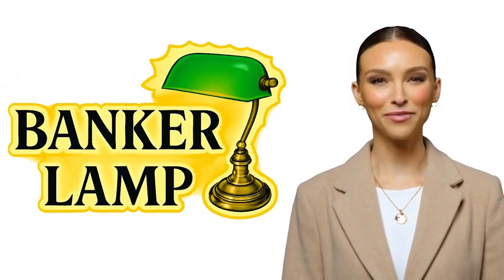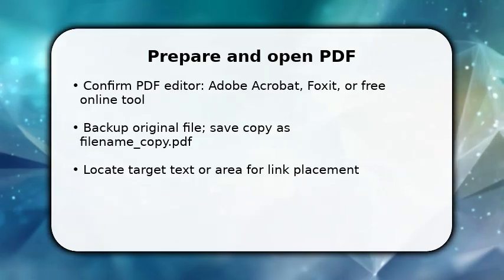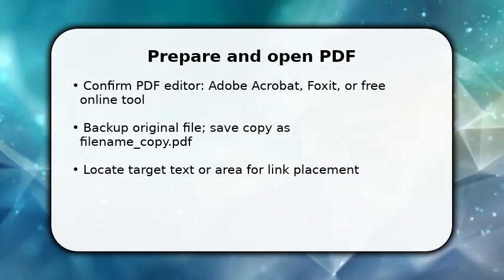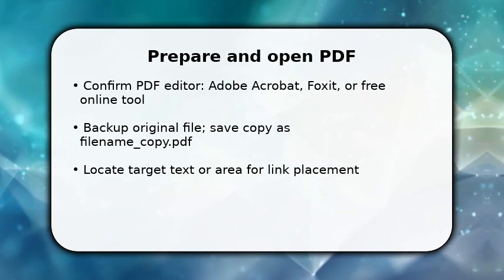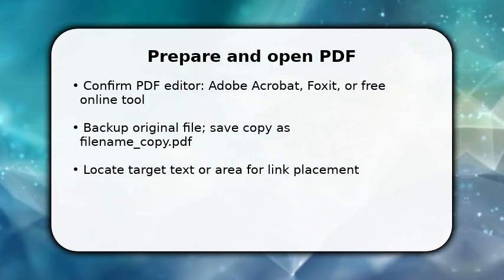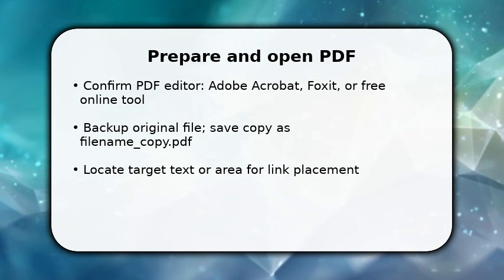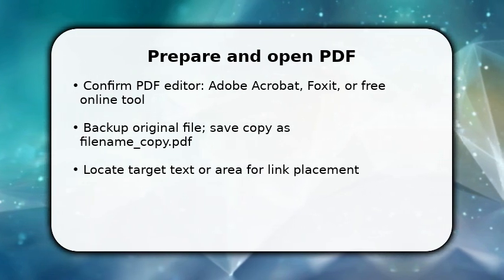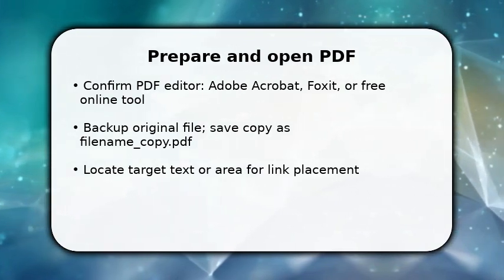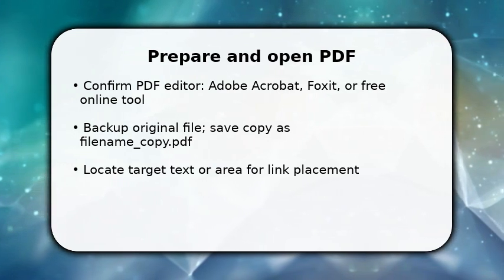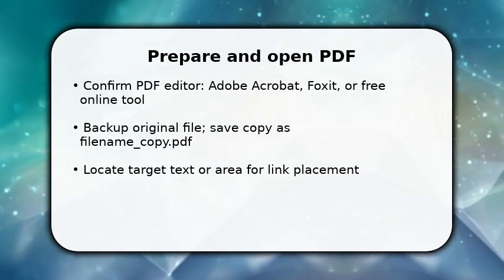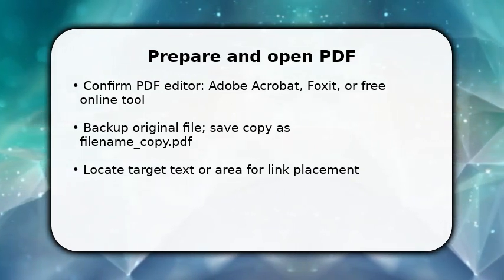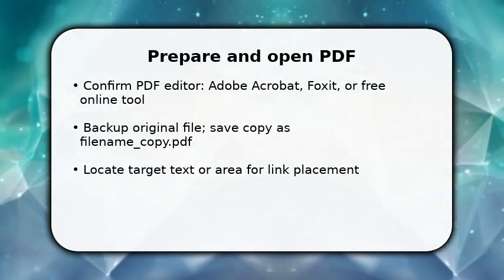Please enjoy the video. You start by opening the copy of your PDF in an editor that supports links. This prevents accidental data loss. Once the file is open, navigate to the page and select the text or area where you want the link. Make sure to zoom in for precise selection and use the editor's link tool menu to begin creating a hotspot. You do this now because accurate selection determines clickability and user experience. Precise areas reduce accidental misclicks later.